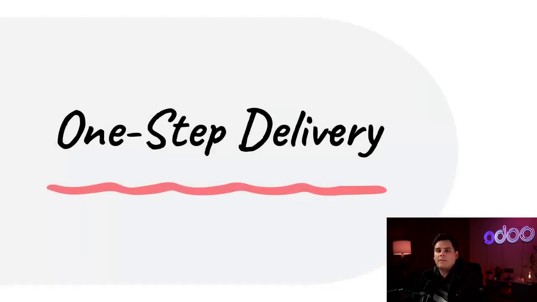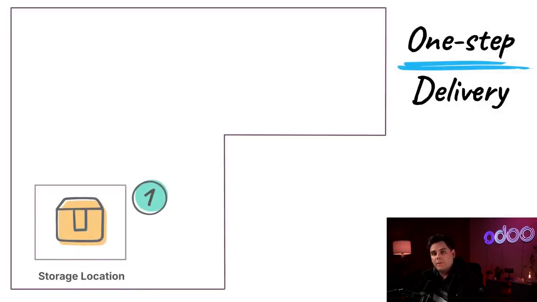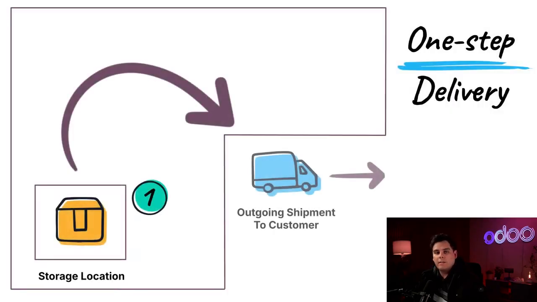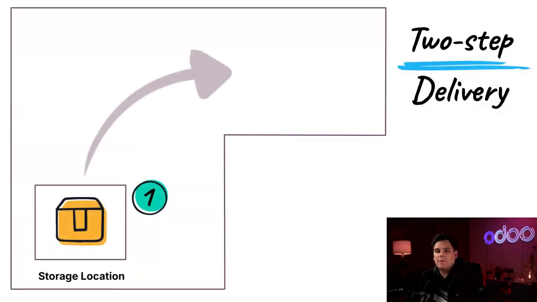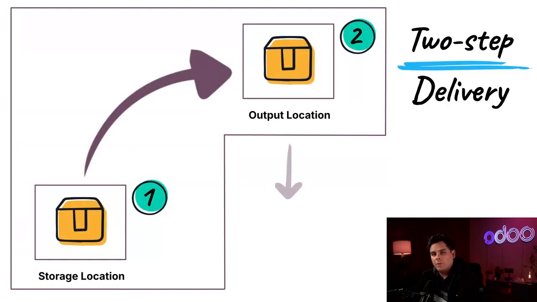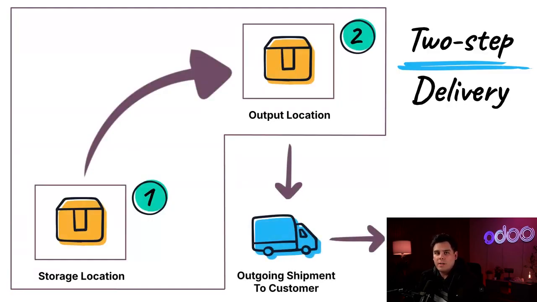Now let's discuss deliveries. The same principles apply. One step delivery is when products are shipped directly from stock. One moment it's in stock, and after validating, it's outside the warehouse and on its way to the customer. In two step delivery, a dedicated picking team moves products to an output location where another team sorts, consolidates, and preps them for shipment.